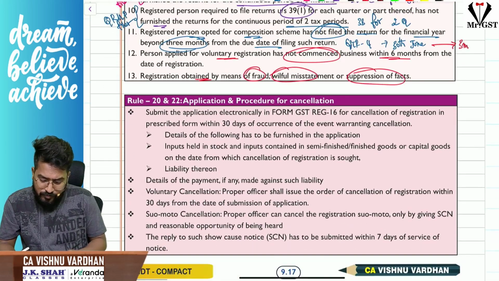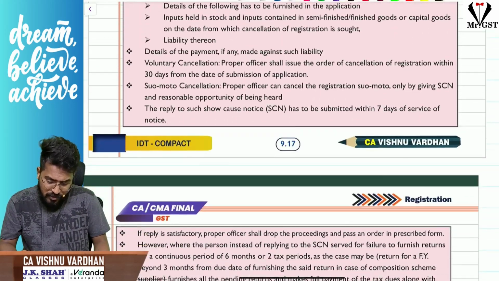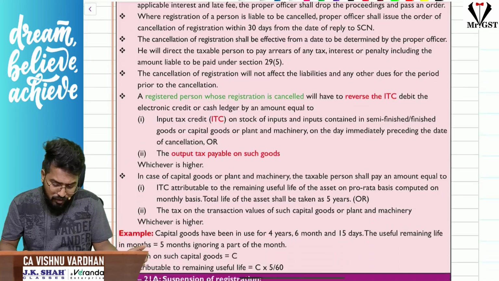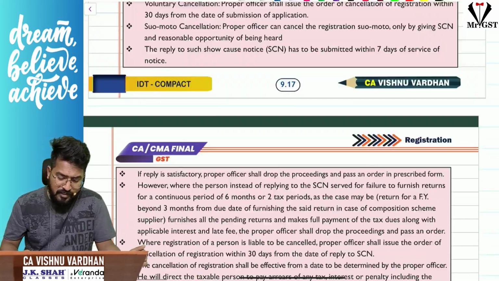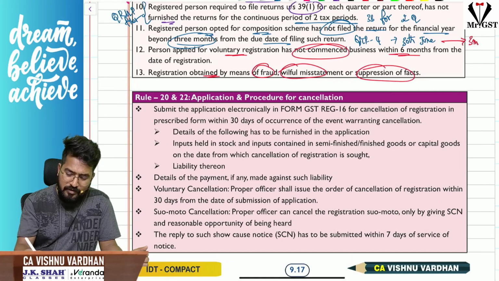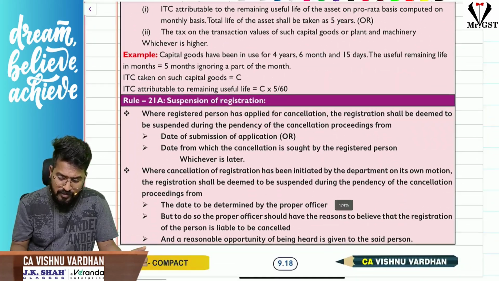Now, sir, application and procedure for cancellation here. You will apply for cancellation, and then there will be cancellation proceedings going on. So this is the basic procedural aspect. You can just go through this once. Not that greatly relevant. If you don't have time, you can just ignore it also, not an issue. Now coming to the next one, just go through that once.